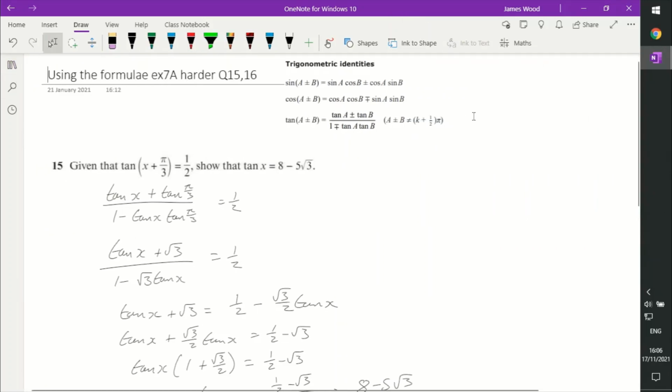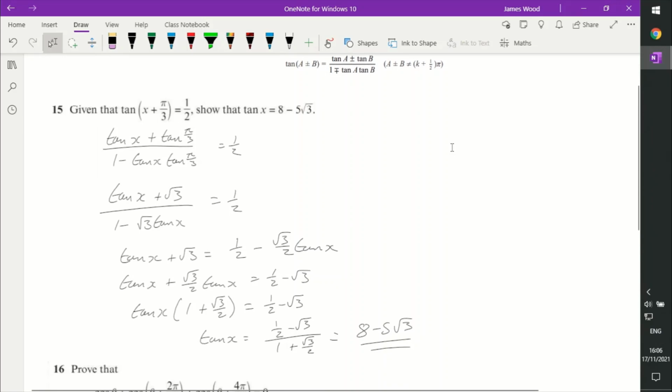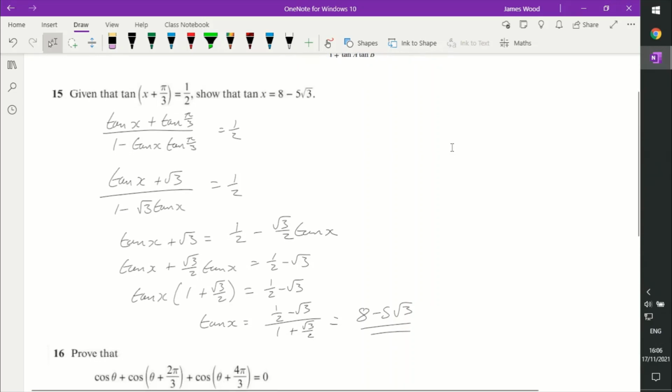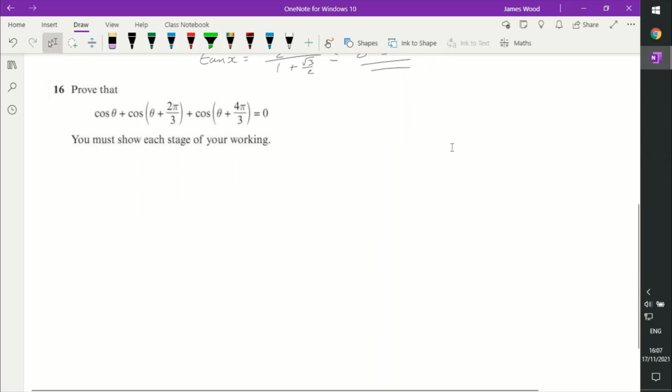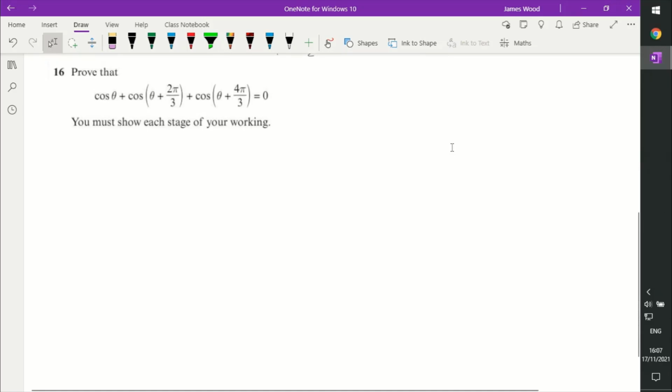There's a couple of slightly more tricky questions in this exercise, 15 and 16. You can have a go at these. Well, there's a worked solution in the book, or I've got one there. You could pause the video and use that for number 15. And then also question number 16. Maybe we'll have a look at 16 now. So prove that this expression here is equal to 0.